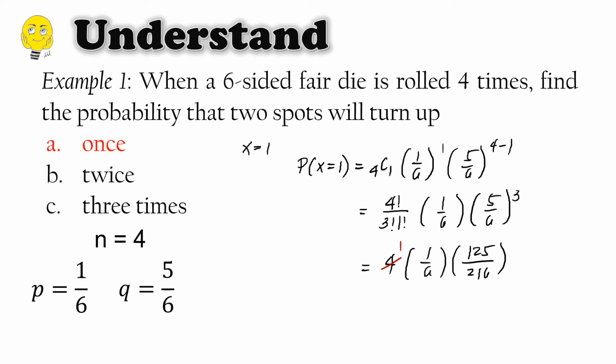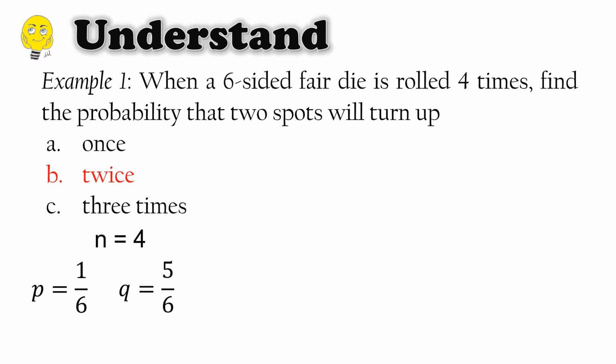4 divided by 4 is 1, 216 divided by 4 is 54. Then the probability of getting 2 spots once is 125 over 6 times 54, that is 324. Let us have letter B, twice, so x is equal to 2.